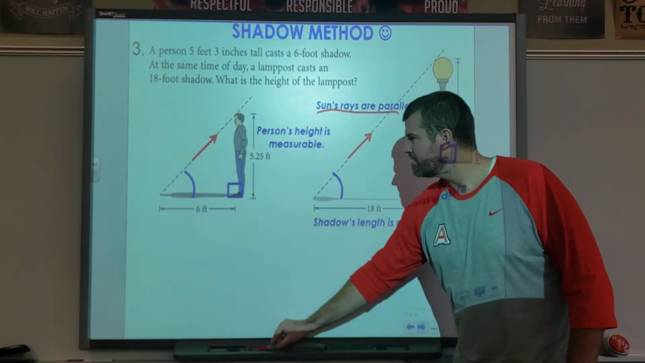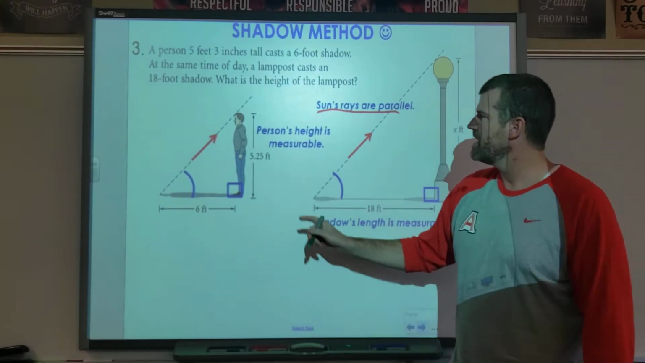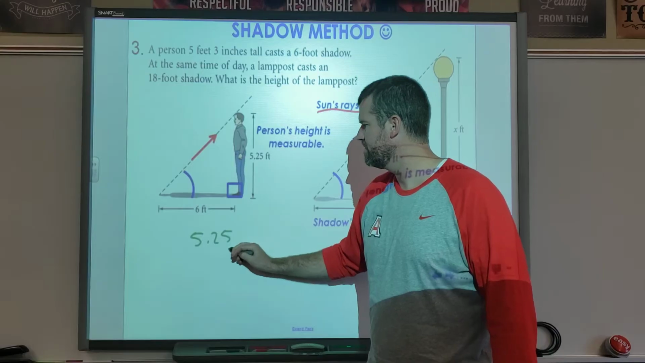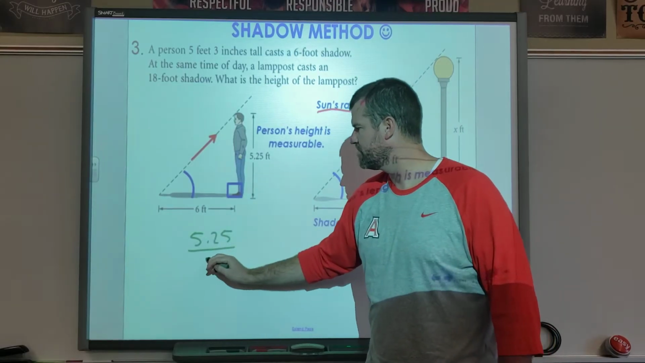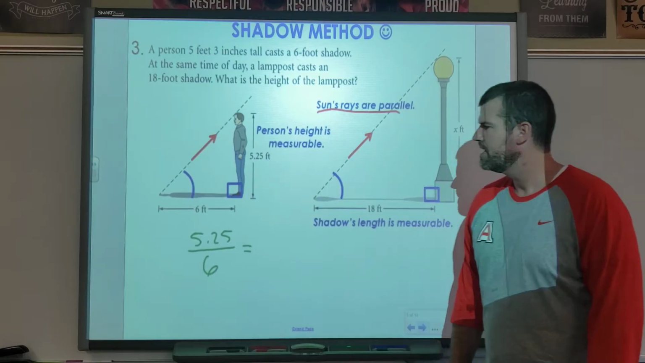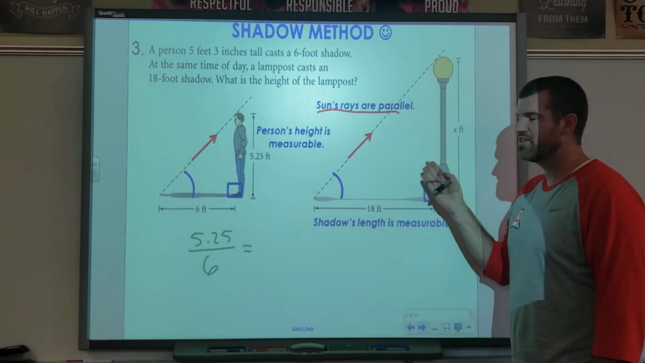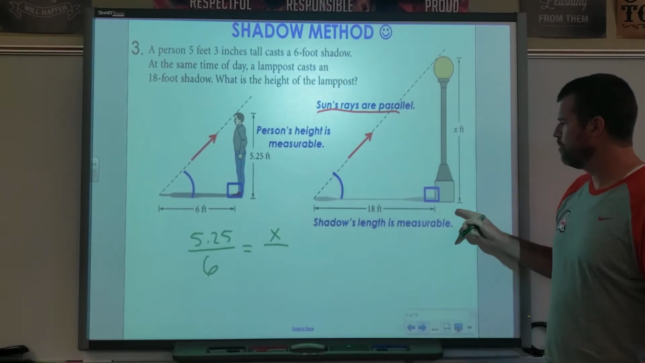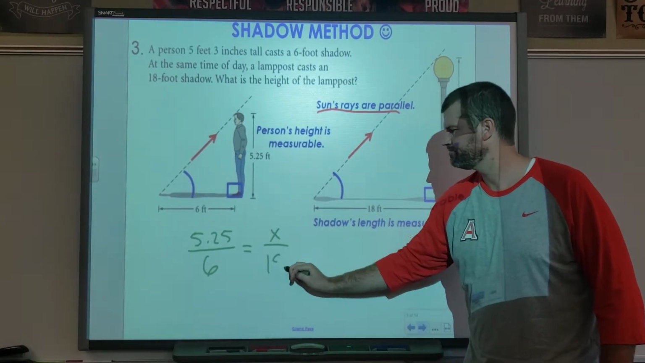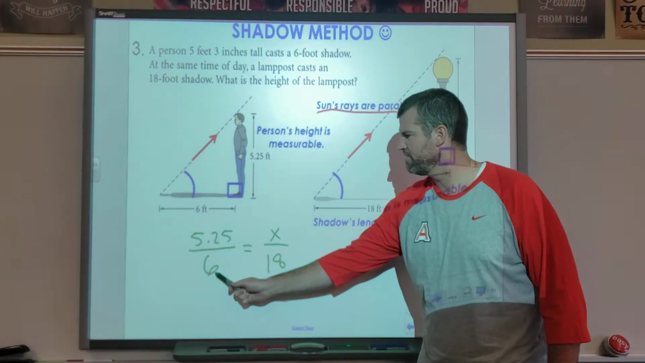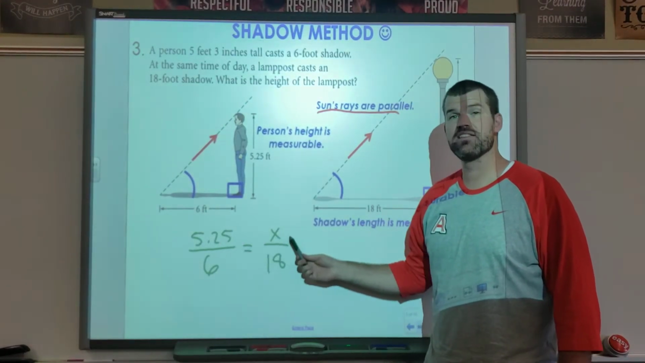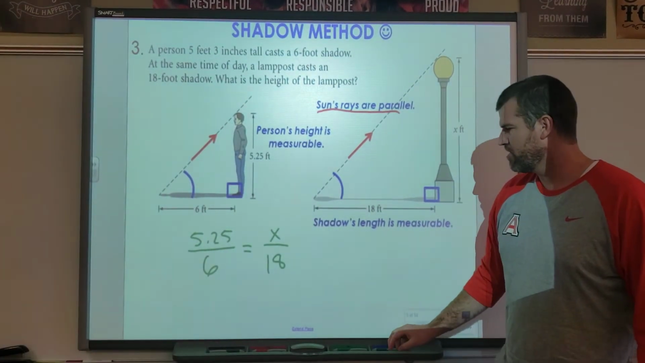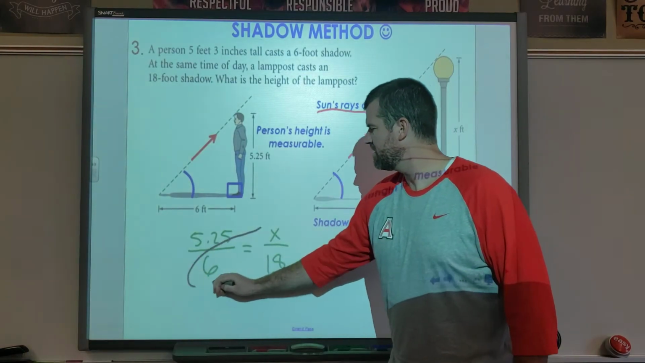All right, so let's go ahead and set this one up. I'm going to go ahead and do height over shadow again. So I'm going to do 5.25 over the length of the shadow, which was 6. And then I'm going to do the same thing for the second triangle. I'm going to do the height of the post over the length of the shadow. All right, you might notice that the scale factor here is 3, so we could just multiply this by 3 and get 15.75. I'm going to go ahead and cross multiply just because we're in the habit of doing that.